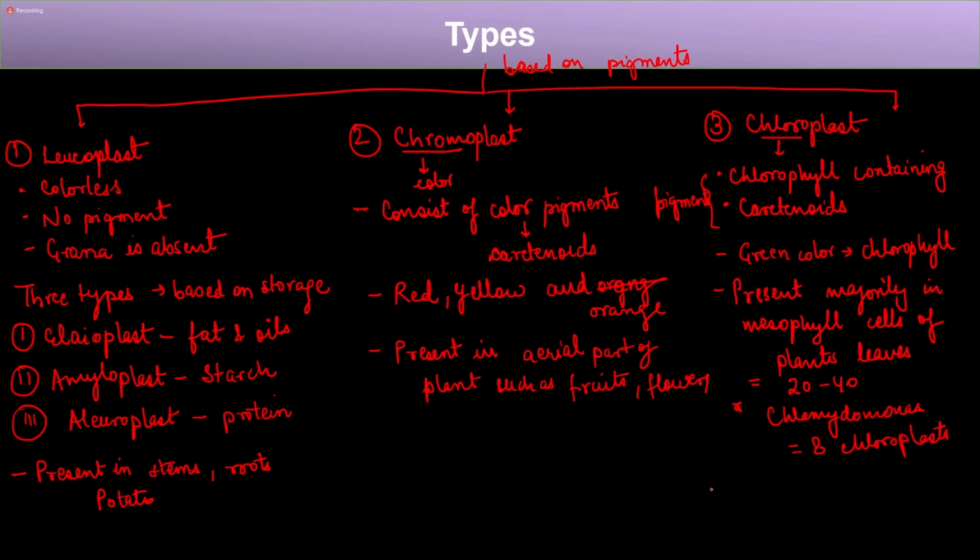Also, the shape of the chloroplast varies. They can be discoid shape, oval shape, star-like. Based on the type of cell, the shape, size, and number of chloroplasts vary. So we have seen the three different types of plastid, that is leucoplast, chromoplast, and chloroplast. Now we'll see chloroplast in detail.